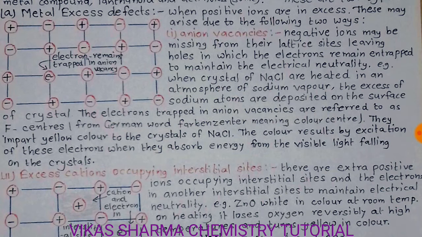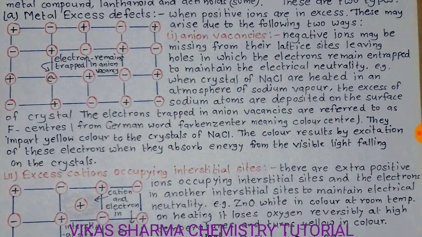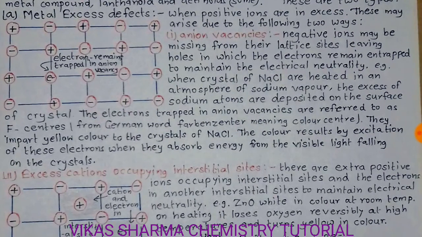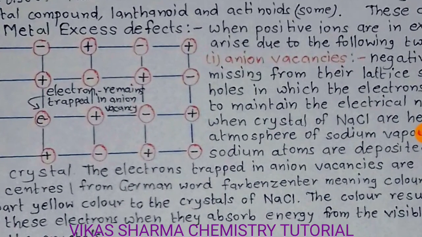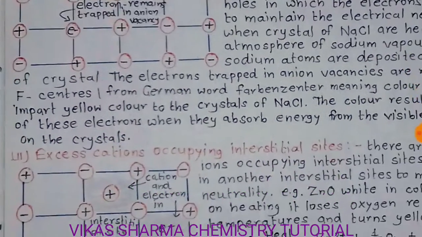Example, when a crystal of sodium chloride is heated in an atmosphere of sodium vapor, the excess sodium atoms are deposited on the surface of the crystal. The electrons trapped in anion vacancies are referred to as F-centers, from the German word Farbenzentrum meaning color center. They impart a yellow color to the crystal of NaCl. The color results from excitation of these electrons when they absorb energy from the visible light falling on the crystal. So student, you have seen the metal excess defect when the cations are more, so electrons remain trapped in anion vacancies.